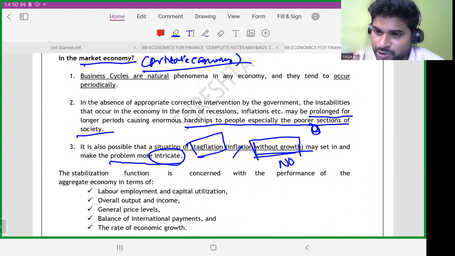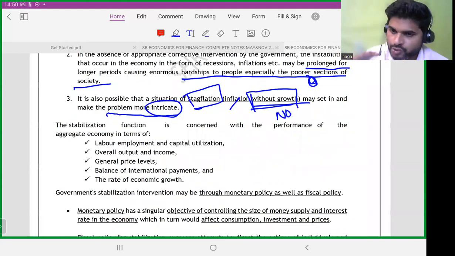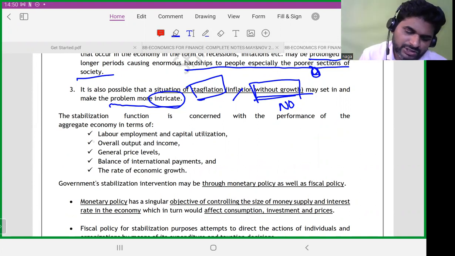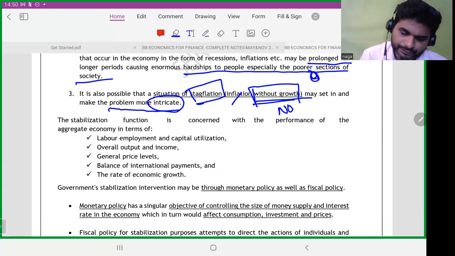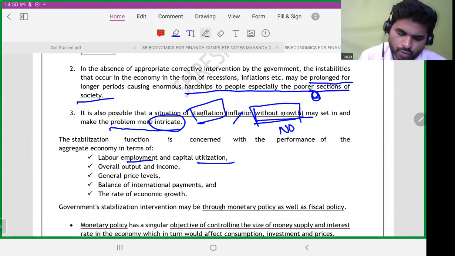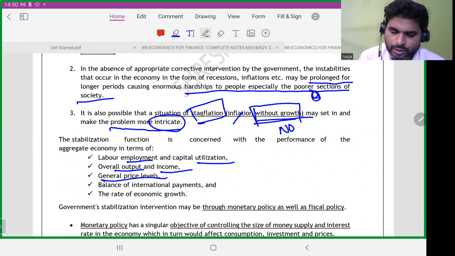Micro economy deals with a particular individual, household, or particular company. Macro economy deals with an economy as a state economy, as a country economy, right? So the stabilization function focuses on these aspects: employment, capital utilization, overall output and income, price levels, balance of international payments. We'll talk about exchange rates.